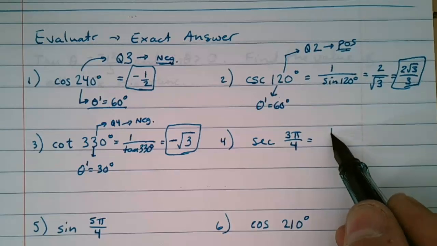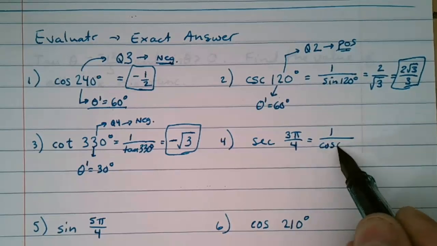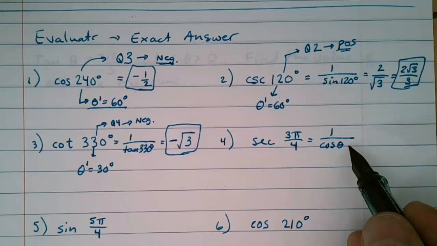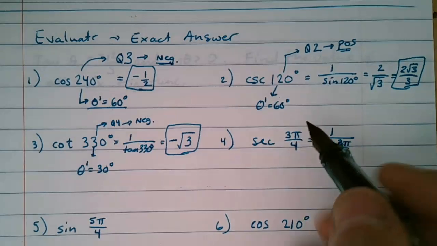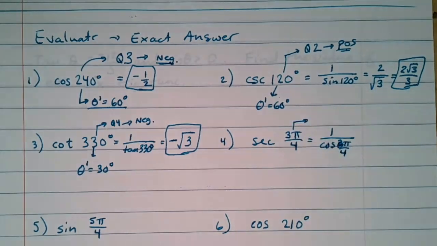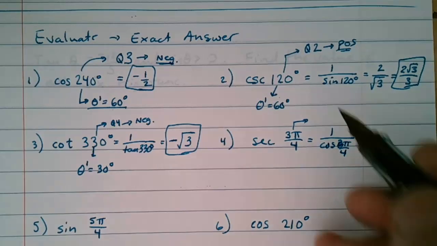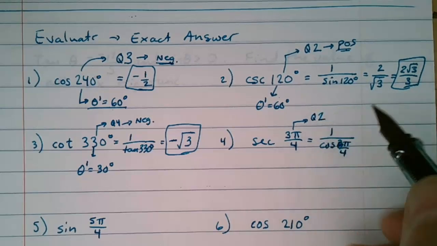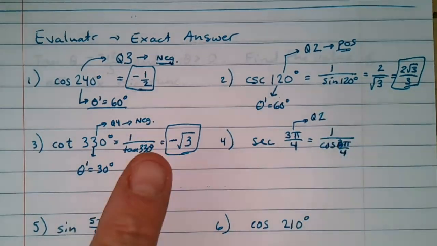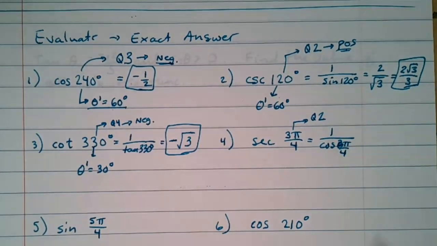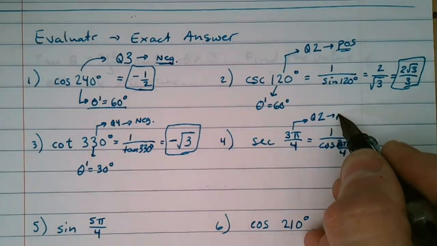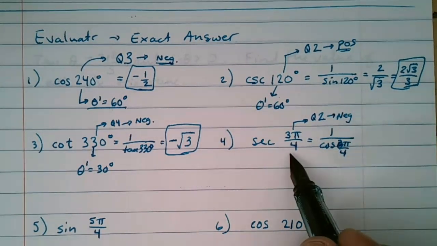Okay. Secant of 3 pi by 4. Again, what is secant? It is 1 over cosine. Actually, I should write 3 pi by 4 here, instead of theta. All right. Where is 3 pi by 4? Well, it's a little bigger than pi by 2, but smaller than pi. So that falls in quadrant 2. All right. All students. Sine is positive, which means cosine is negative. All right, so we'll put a negative here. Cool. And what's the reference angle?